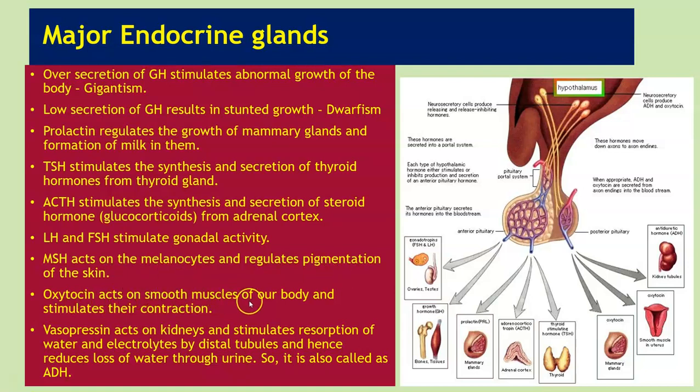Oxytocin acts on smooth muscles of our body and stimulates their contraction. Vasopressin acts on kidneys and stimulates reabsorption of water and electrolytes by distal tubules and hence reduces loss of water through urine. So it also acts as an ADH, that is an antidiuretic hormone.